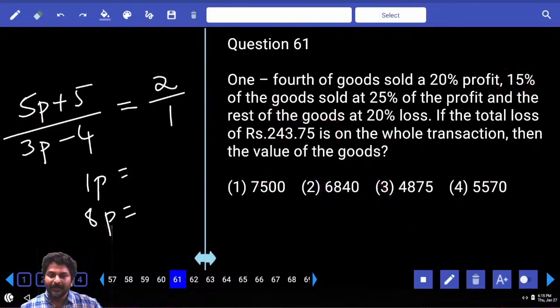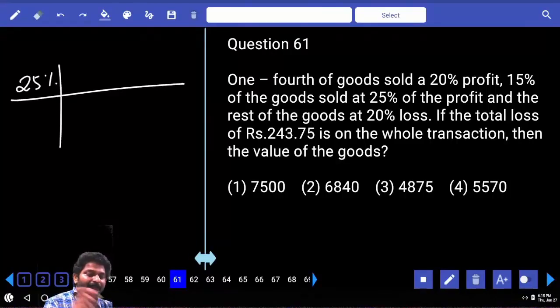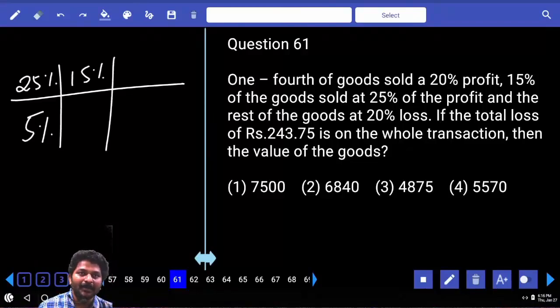Next, 1/4 of goods sold at 20% profit. Can I take 1/4 as 25%? On this, what profit is made? That means 5 only. Next, 15% of the goods sold at 25% profit. So 25%, that means 1/4 only. 1/4 of 15, how much is the profit?